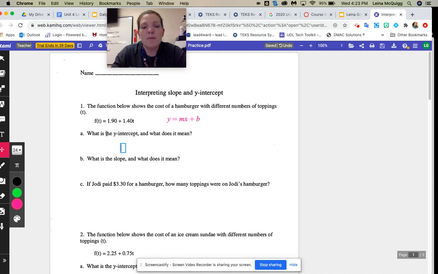So here, my y-intercept is the thing that doesn't have the variable with it. So here my variable is t, not x. Okay, so there's the mt, and my b is my y-intercept. So that means it's 1.90.